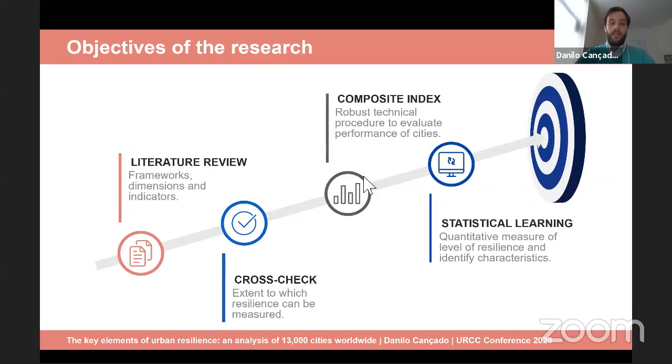In this context, the research had four main objectives. First, to review frameworks, dimensions, and indicators and build on existing literature to determine a comprehensive conceptual framework to analyze urban resilience worldwide. Second, to cross-check this conceptual framework with publicly available databases and identify which indicators can be measured. Third, to create a composite index with a robust technical procedure. And fourth, apply statistical learning techniques to provide a quantitative measurement of the level of urban resilience and identify similarities across cities.